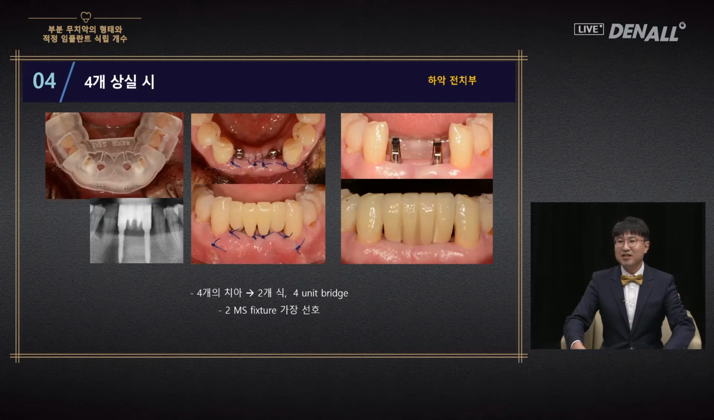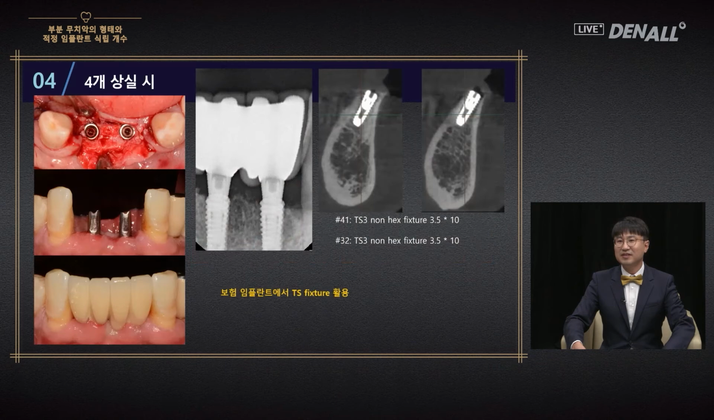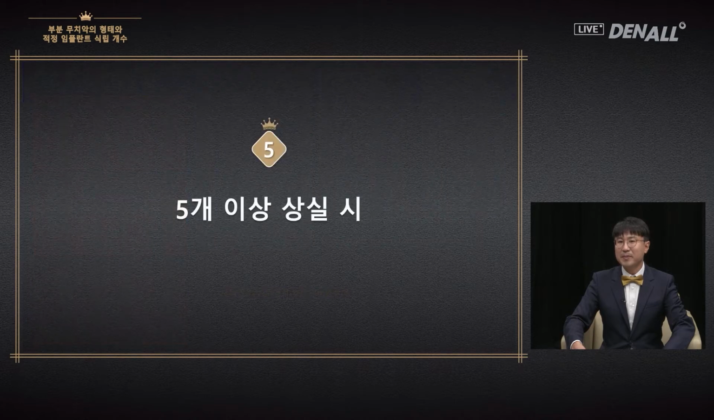In 4 missing cases, I prefer using 2 MS implants the most. Because of insurance purposes, I have no choice but to use TS implants. However, with 2-piece abutments, there's a limitation in reducing the size of the abutment, and therefore, if the placement position interferes with the embrasure, very unaesthetic results can come to be.